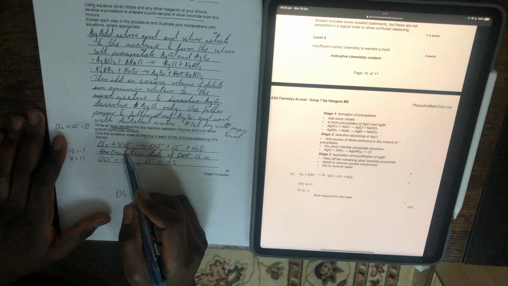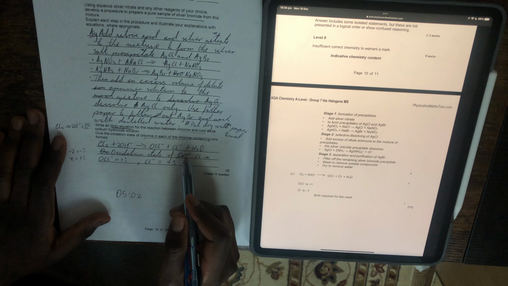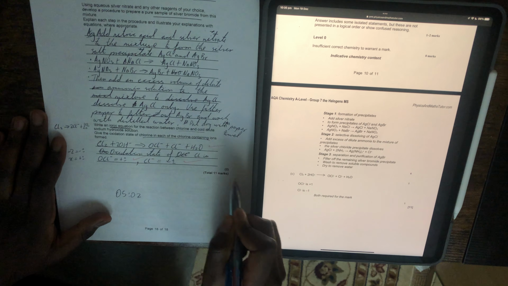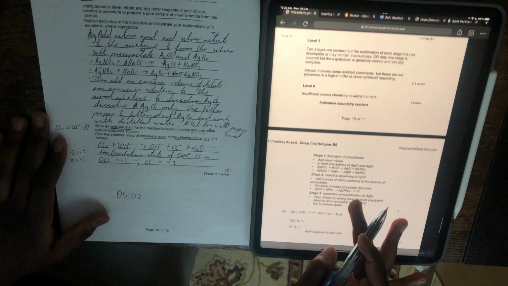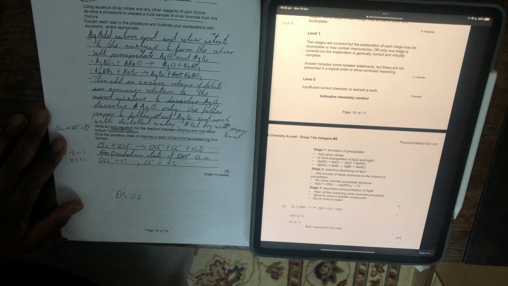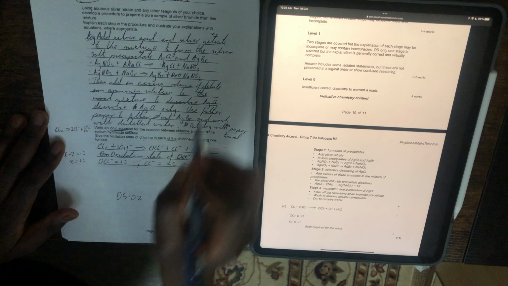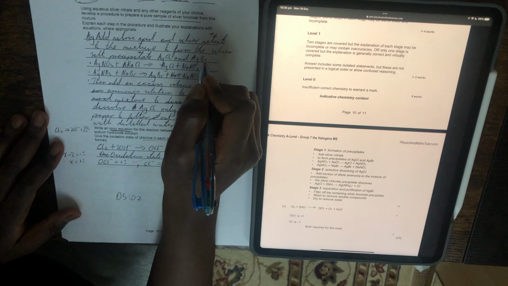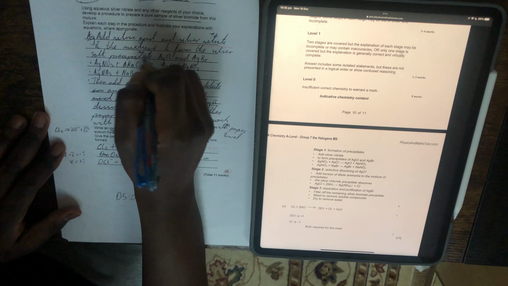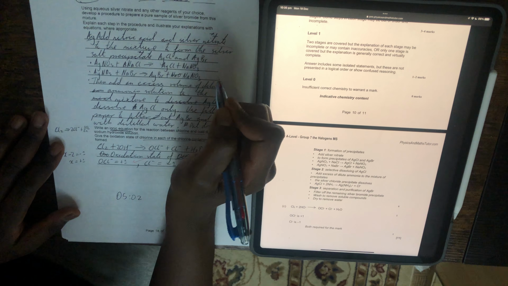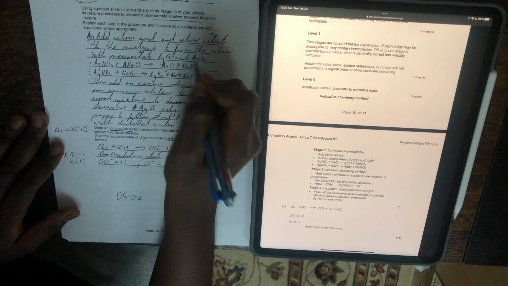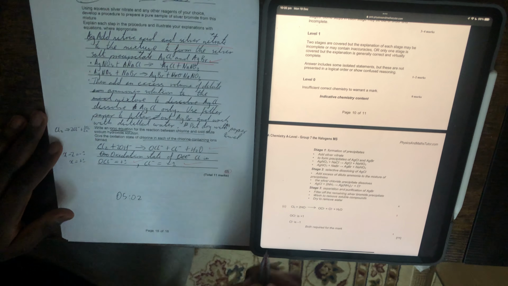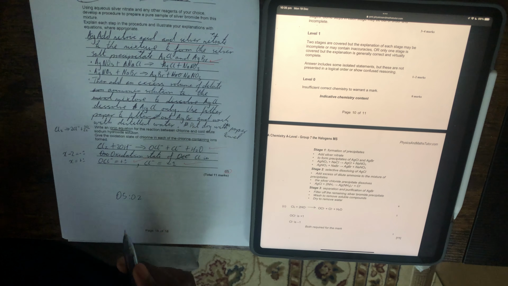Cl2 plus 2OH minus forms OCl minus plus Cl minus plus H2O. OCl minus is +1, Cl minus is -1. Okay, so cool. Add nitric acid, add silver nitrate. So add silver nitrate to the mixture to form precipitates. So silver salt precipitates AgCl and AgBr. Write the 2 equations down.